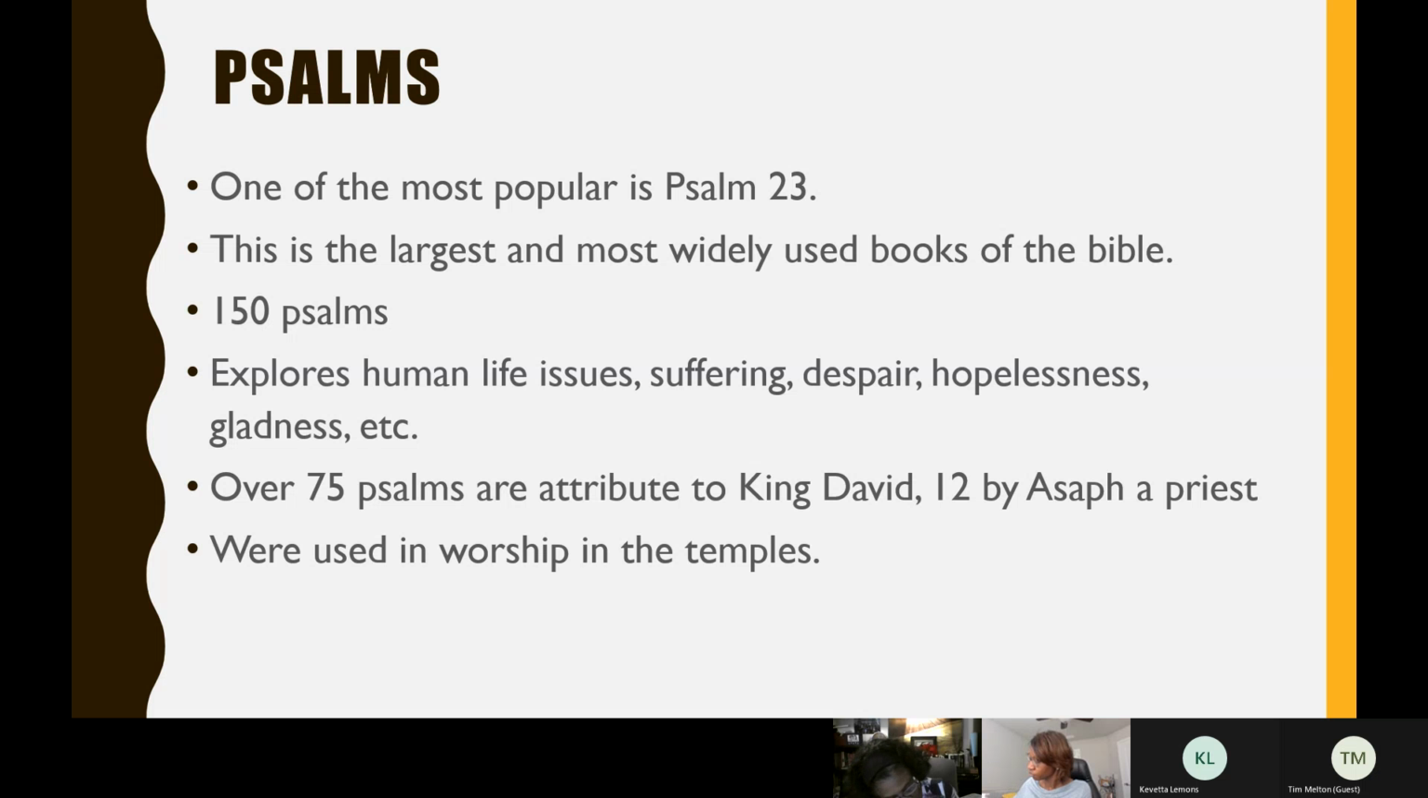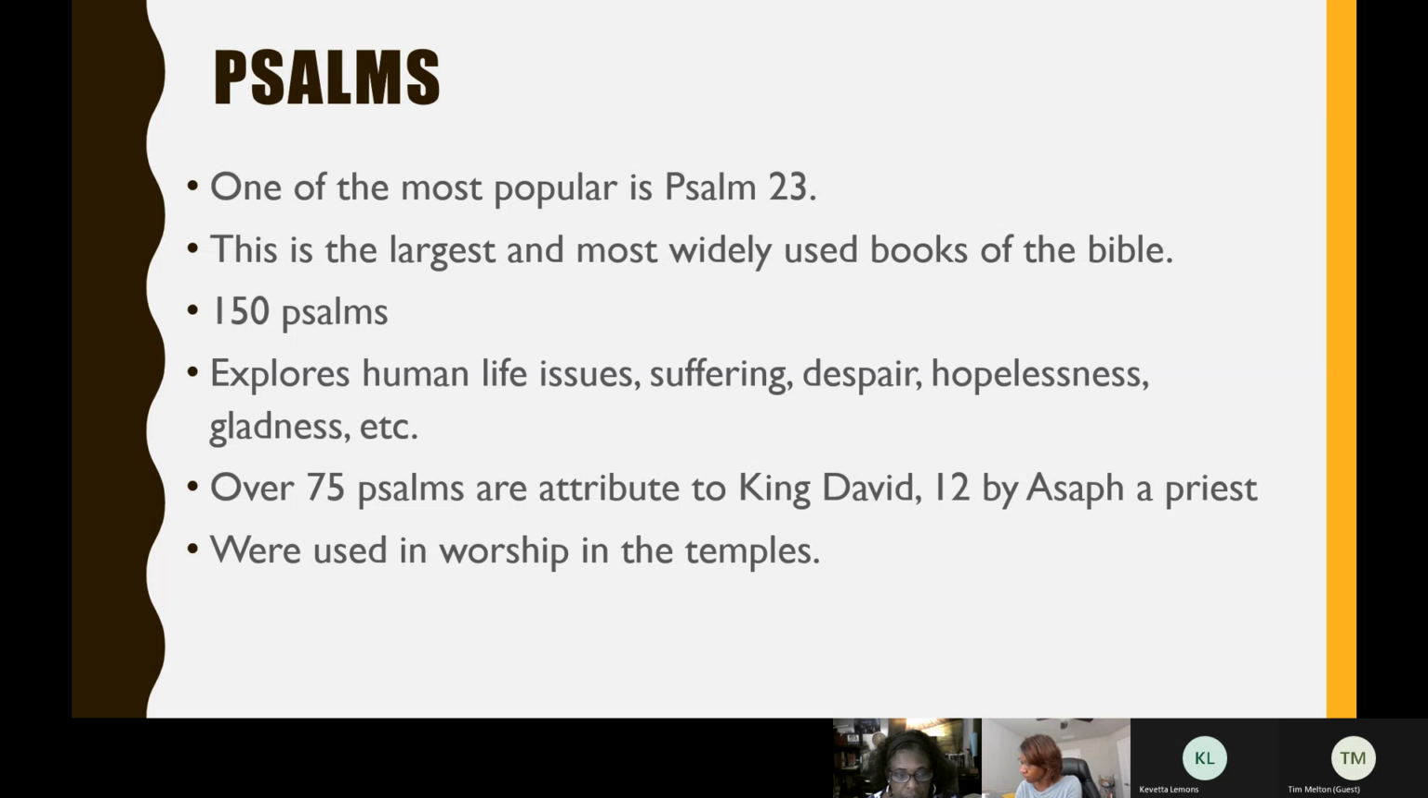And if it doesn't say who wrote it, then do you just assume that it's just a song? Oh, okay. That's a very good question. Now, there are about 75 Psalms that are attributed to King David. There are about 12 or 13 or so that are attributed to a priest named Asaph. Okay.